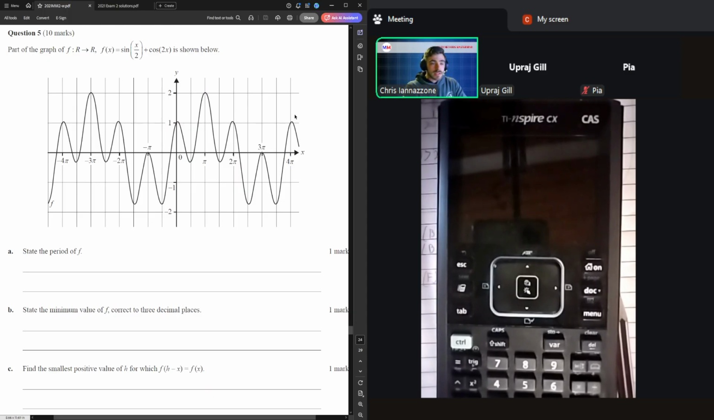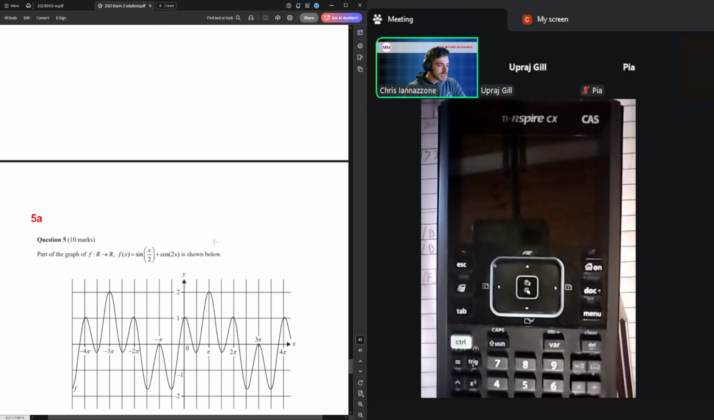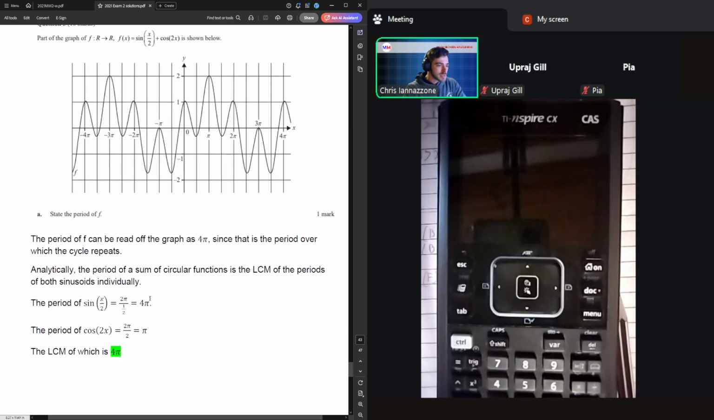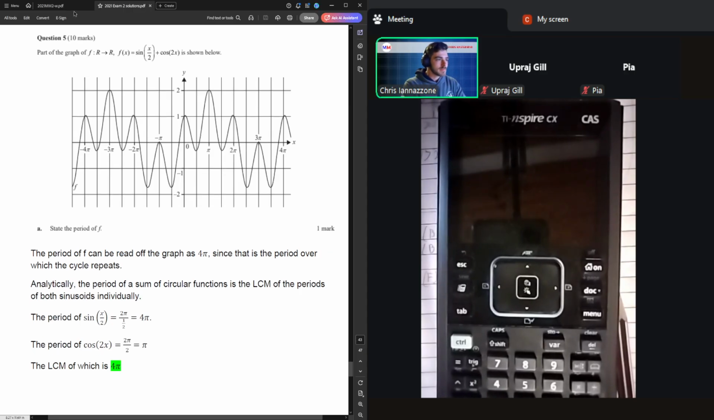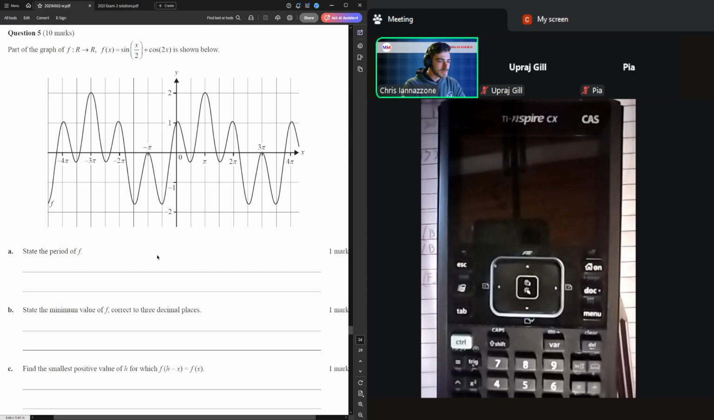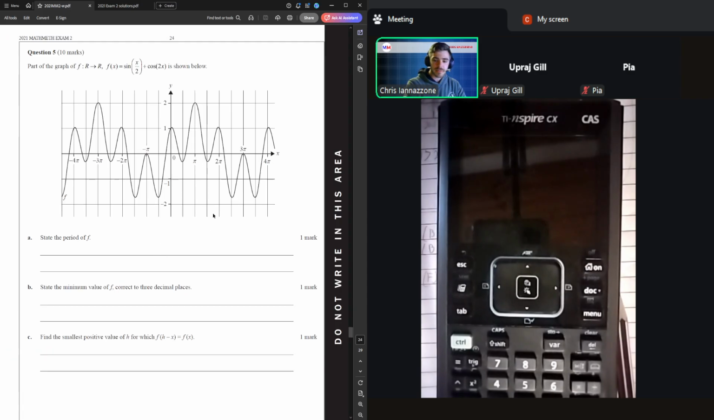The other way that you could go about that is when you have a sum of circular functions, it's the lowest common multiple of the periods. So instead of just eyeballing it, you could go, okay, period of sine is 4 pi, period of cos is pi, lowest common multiple is 4 pi. But yeah, eyeballing it is perfectly fine as well. Better, even, because you want to be faster rather than slower.